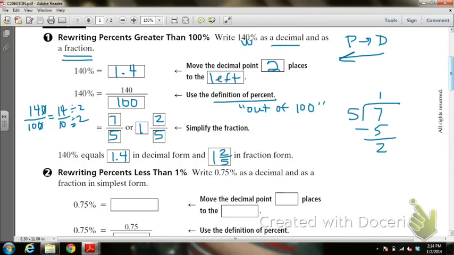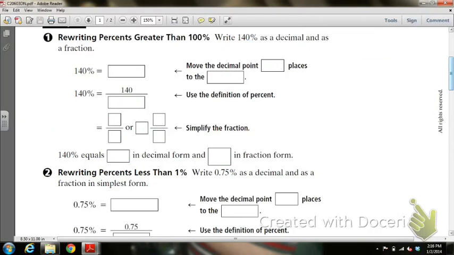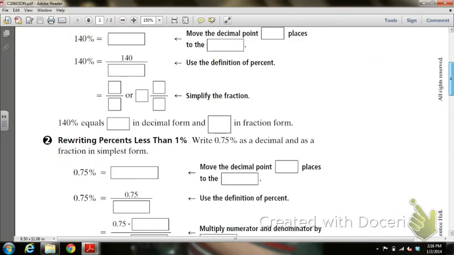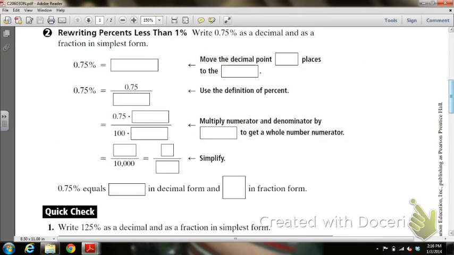Okay, so you will get either a mixed number or a number with a decimal point in it greater than 1 if your percent started out being more than 100%. Because 100% is a whole, so you're going to wind up with an answer that's more than 1 whole. Now what about if our percents are really small? If our percents are less than 1%, we're going to do the same thing. We're going to write it as a decimal and as a fraction.